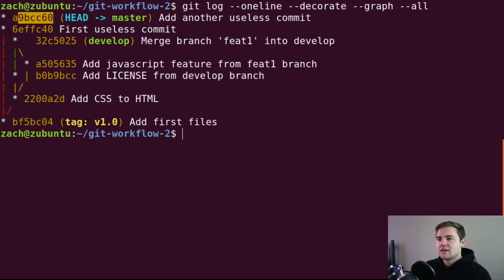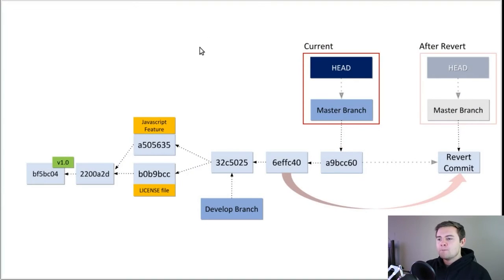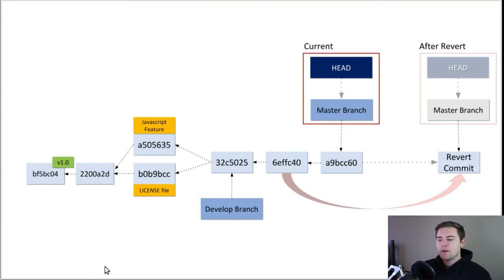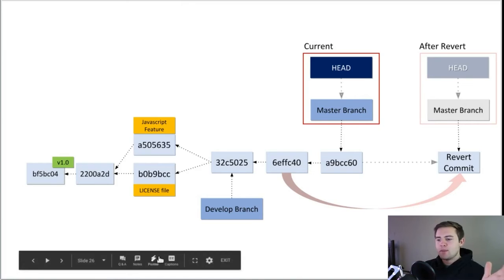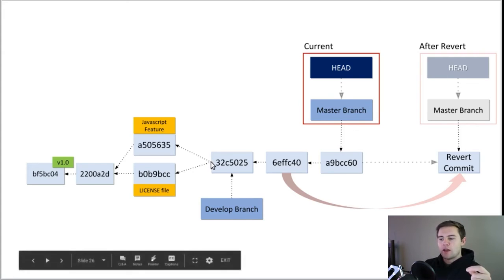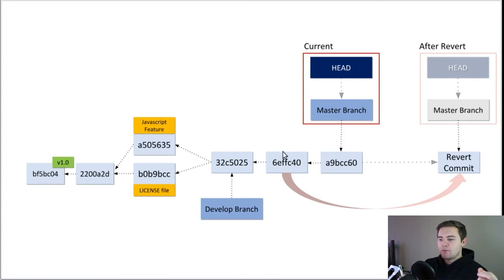I think it'll be easiest if we look at this in the visual again, and this is where we start to understand what I was talking about with all this undo of the undo. So basically, if we wanted to revert back to the commit 6EFFC40, which is the commit previous to the one that we're currently on, all we're going to do is take the snapshot of files that were in this commit and push them forward into a new commit that will reflect those changes.